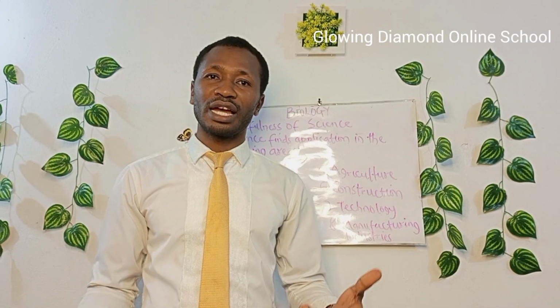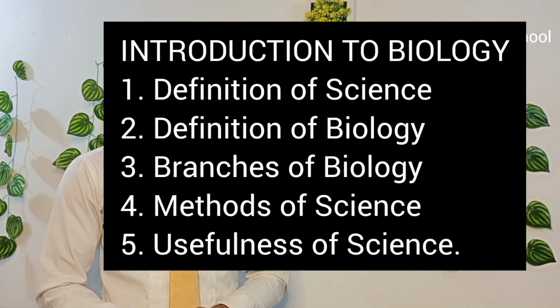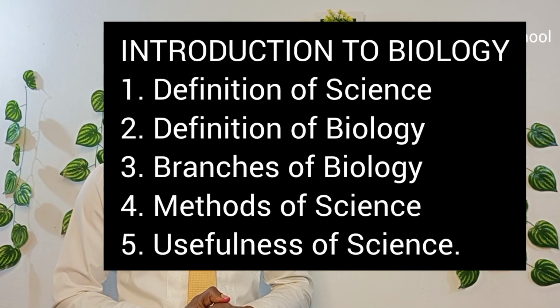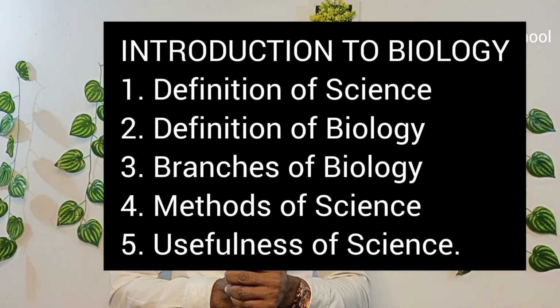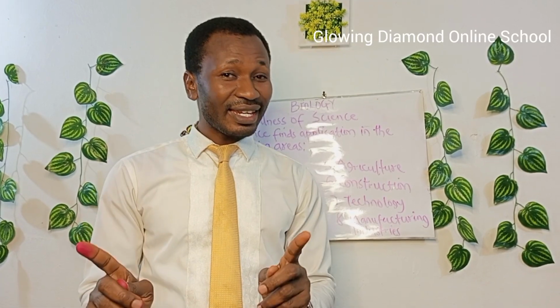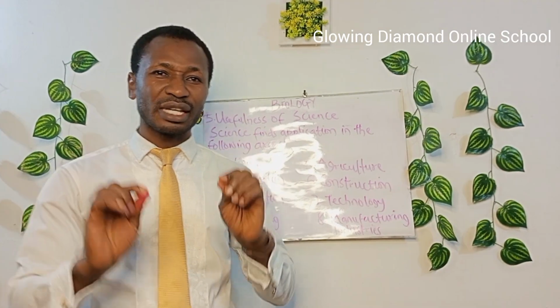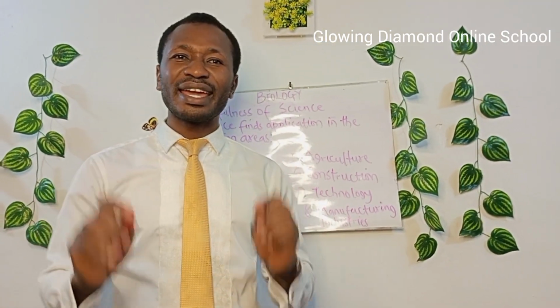In all, we've looked at the definition of science, we've looked at the definition of biology, we've also seen the branches of biology, we've seen the methods of science, we've seen the usefulness of science. Like I said earlier, in Glowing Diamond Online School, we simplify science to the barest minimum so that you can understand it. Then you are made an A student.